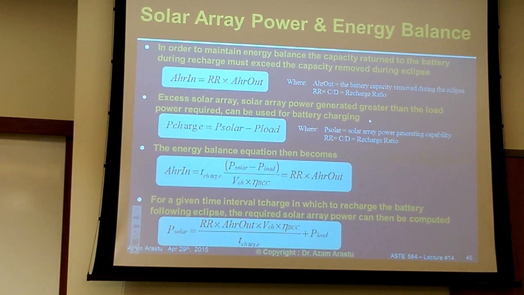It's not efficiency, it's the amount of charge that you put in. You never get 100% out. For lithium ion, this ratio is 1. For nickel hydrogen, the recharge ratio is about 1.2. And I asked, is the recharging detrimental to the battery or not?